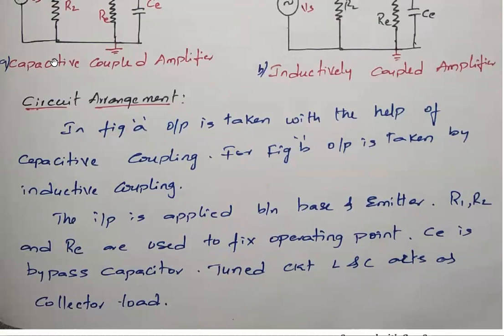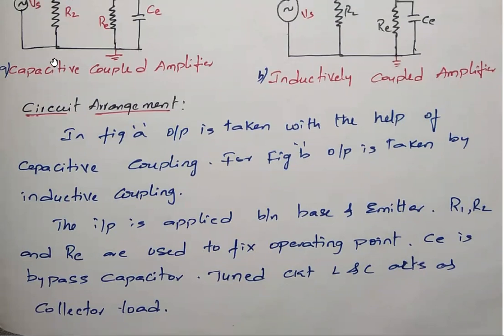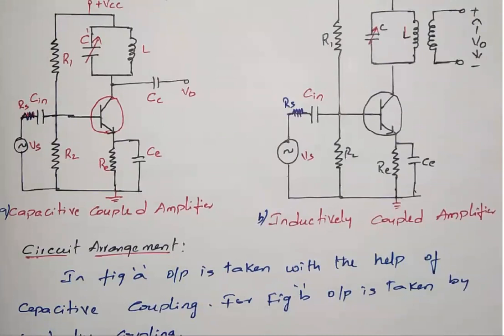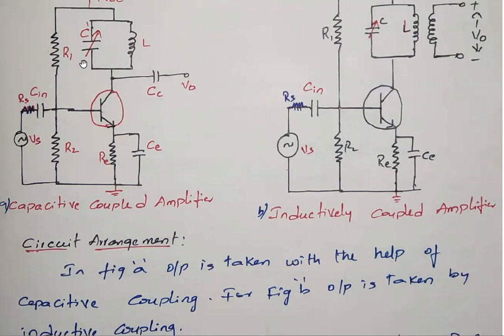Similarly, the capacitance CE is used as a bypass capacitor, and CC is used as the coupling capacitor. The tuned circuit L and C acts as a collector load. If you verify, the tuned circuit is connected across the collector terminal, so we can call this the collector load. Remember this circuit, because we are going to draw the hybrid model for it.